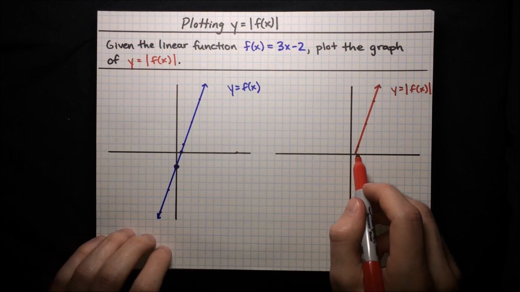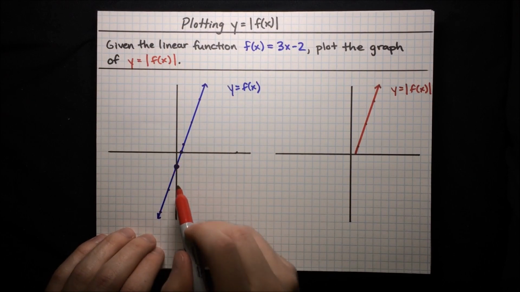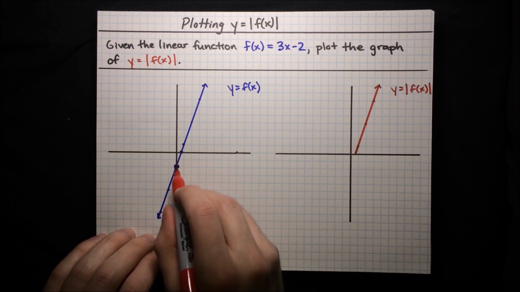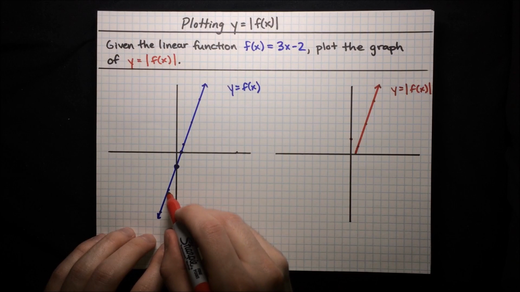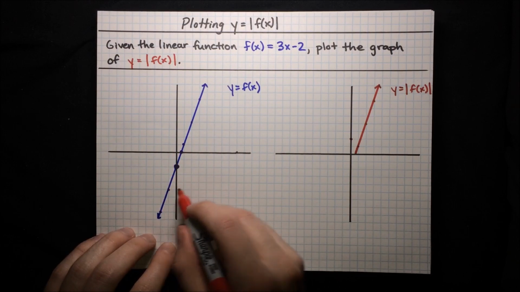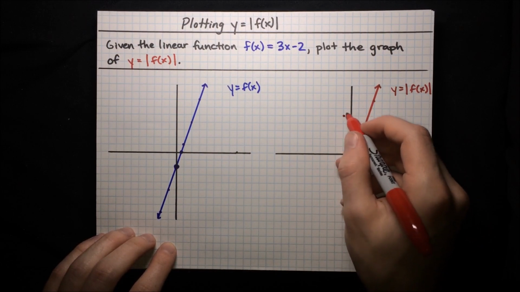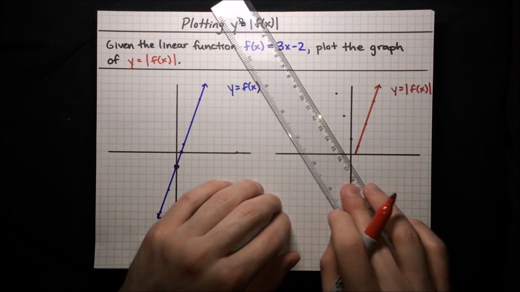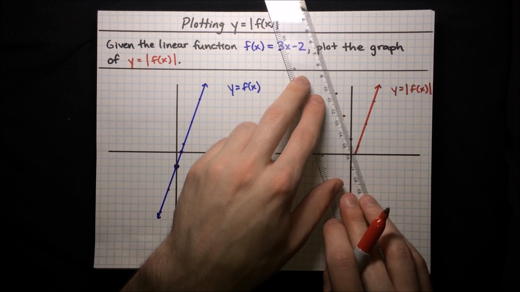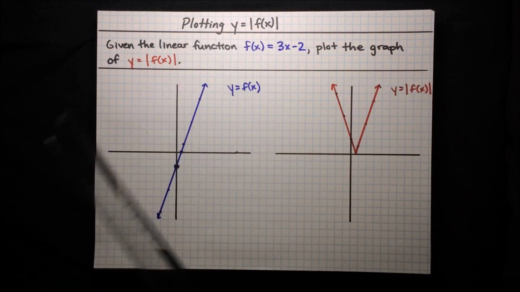So what changes? Well, the absolute value just reflects all of these negative y values to their positive y values across the x-axis. So this point here, which was (0, -2), now becomes (0, +2). It becomes over here. And then we've got another point that was (-1, -5) goes to (-1, +5) here. And then we're just up 3 over 1, up 3 over 1, and so on. Okay, so then we just connect these, and let's do that. Here we go. Okay, so then there we go. That's our graph of y equals the absolute value of f of x.